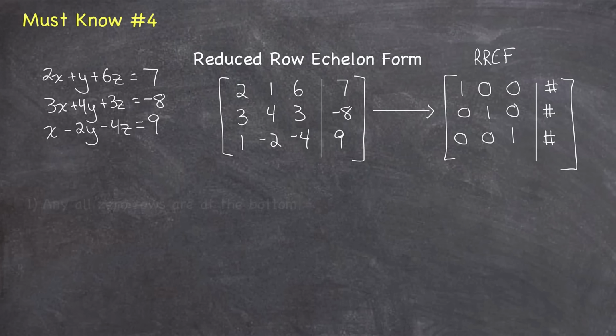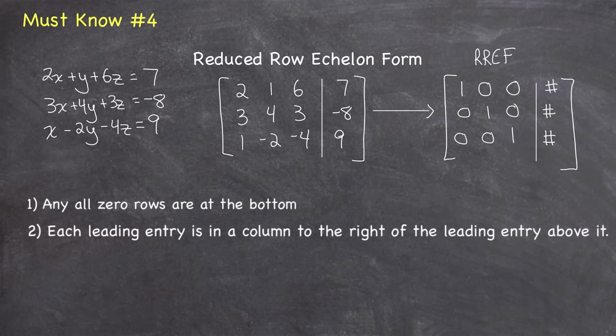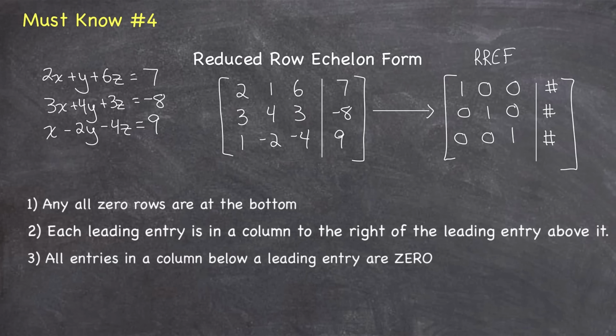Number 1, if there are any rows of the matrix that are all 0, they're at the very bottom of the matrix. Number 2, each leading entry is in a column to the right of the leading entry above it. So if we look at row 2, its first non-zero number, its leading entry, is right here. It's this 1. Notice that leading entry is in a column that's to the right of the leading entry that's above it. And number 3, all entries in a column below a leading entry are 0. So if we look at the leading entry from row 1, everything below it is a 0.